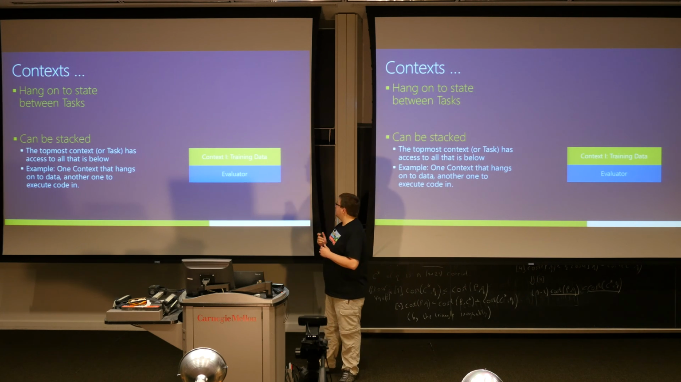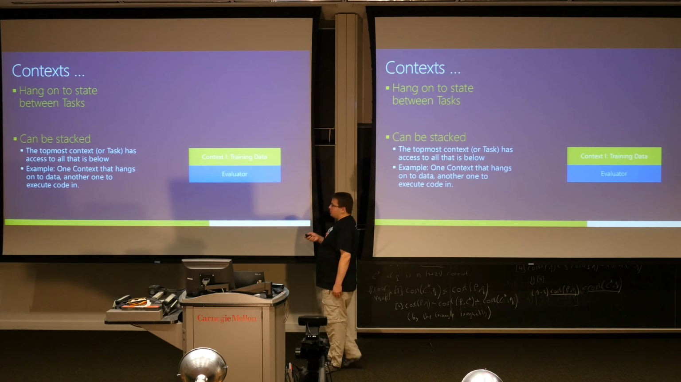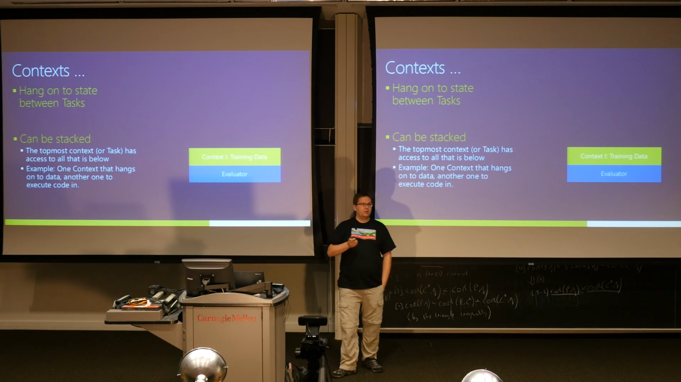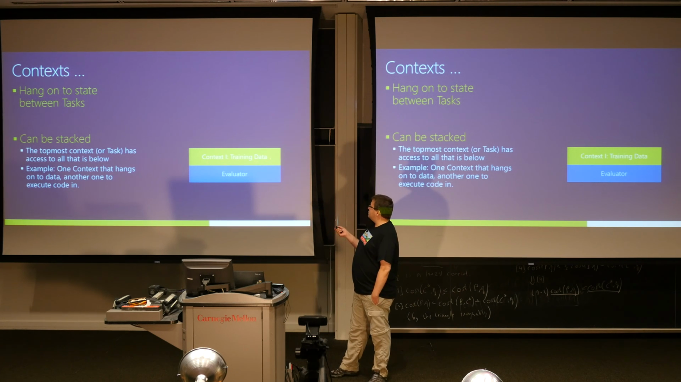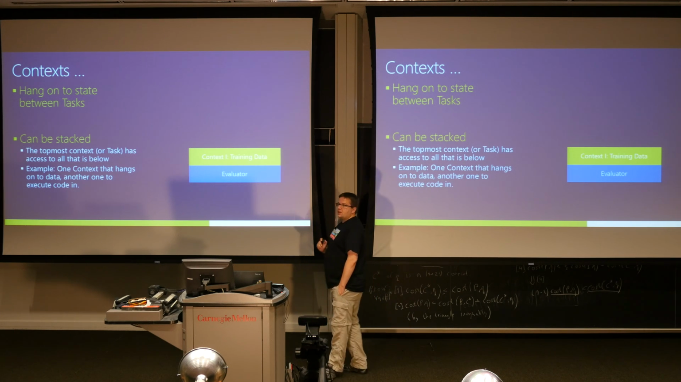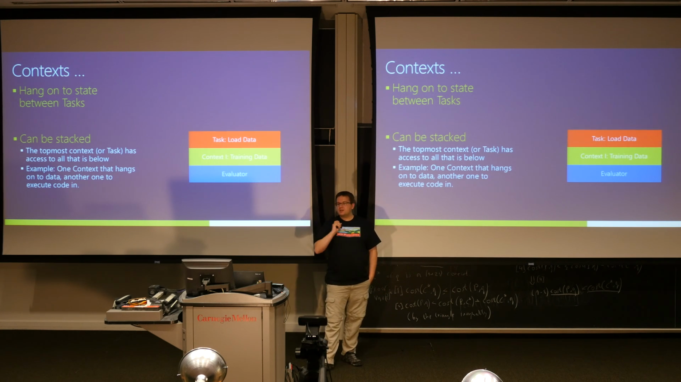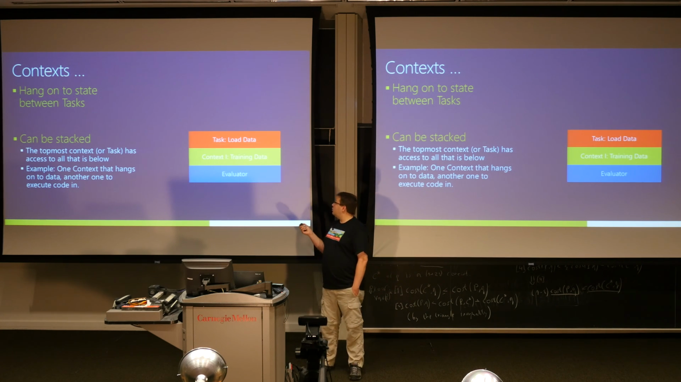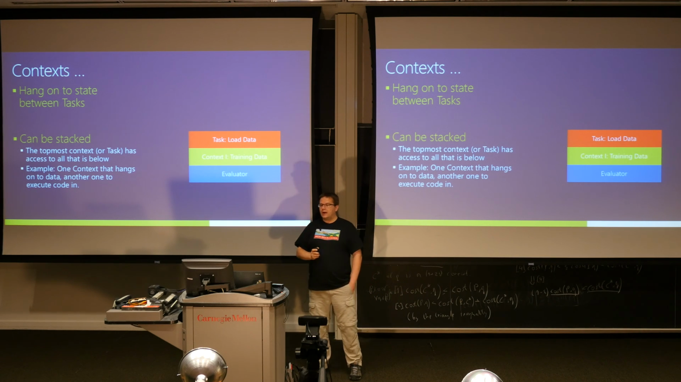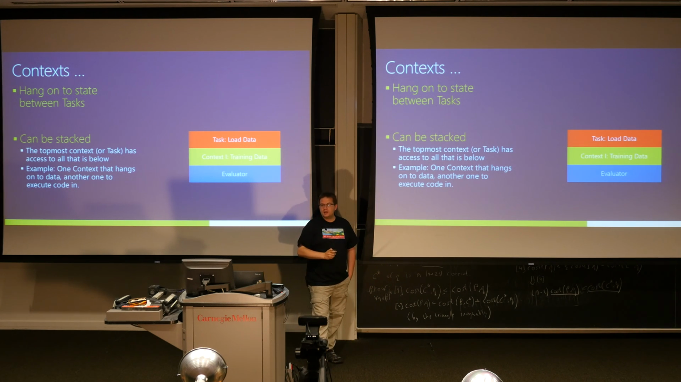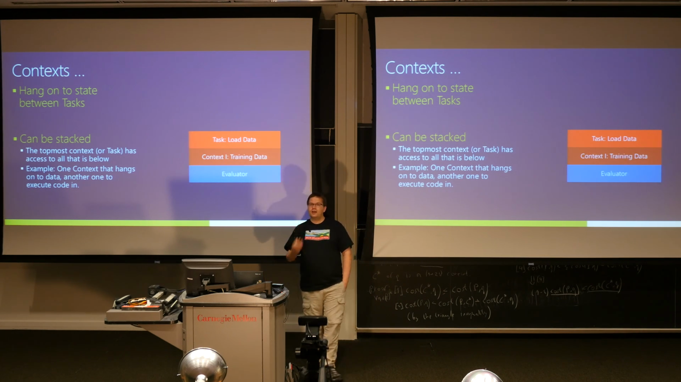You have a context that contains some training data, and unfortunately I'm not sure whether you can read this text. This is a context that contains training data that's sitting on this evaluator. But it doesn't contain the training data yet, it's just a placeholder. Now we submit a task to this that shall load some data. And while it is running, it is filling up the context with actual training data.